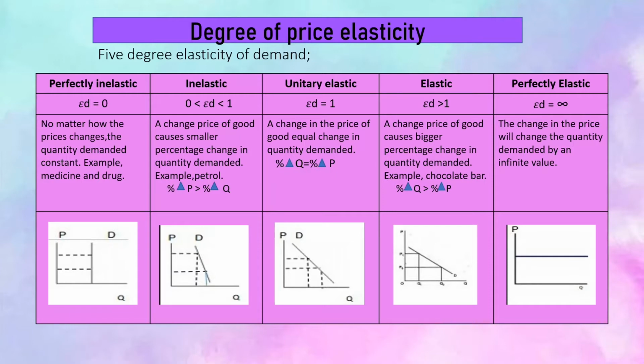Lastly, perfectly elastic. A change in the price changes the quantity demanded by an infinite value. The elasticity value is infinity. Demand is perfectly elastic when the firm increases price by only 1% and all quantity demanded changes, also known as oversensitive. As you can see, the demand curve is perfectly horizontal.